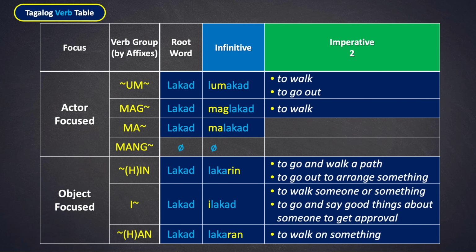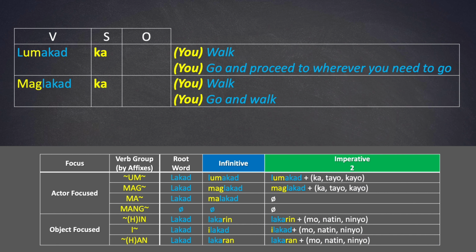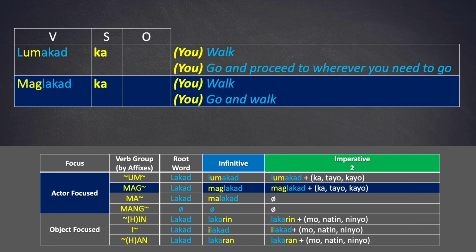The infinitive form is also the second part of the imperative form, or the form that is used to command or to request someone. We will use them in simple sentences. Let's start with the second form of the imperative form. LUMAKAD ka. You walk or you go and proceed to wherever you need to go. MAGLAKAD ka. You walk or you go and walk.